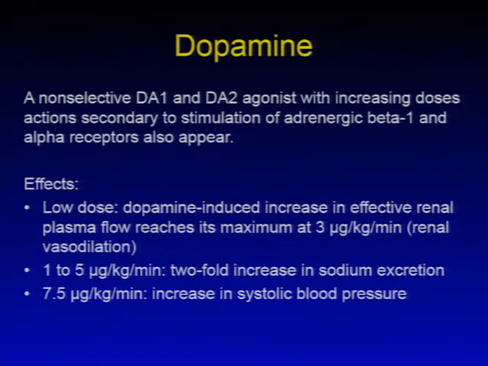Dopamine is a non-selective DA1, DA2 agonist, with increasing doses acting secondary to stimulation of adrenergic beta-1 and alpha receptors. The effects are as follows. Low-dose dopamine at about 3 mcg per kg per minute causes mild renal vasodilation. At 1 to 5 mcg per kg per minute, there's a twofold increase in sodium excretion. 7.5 mcg per kg per minute increases systolic blood pressure.